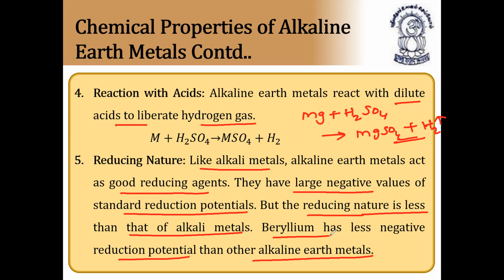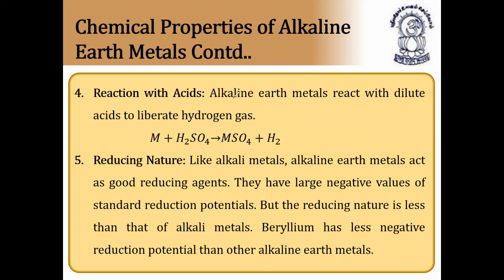So beryllium has less negative reduction potential than other alkaline earth metals. So the weakest reducing agent is beryllium and the strongest reducing agent is lithium. So you can see the difference. Beryllium is the weakest reducing agent because it has less negative reduction potential than other alkaline earth metals. Next continuation.